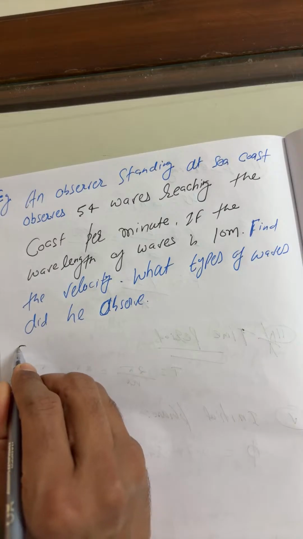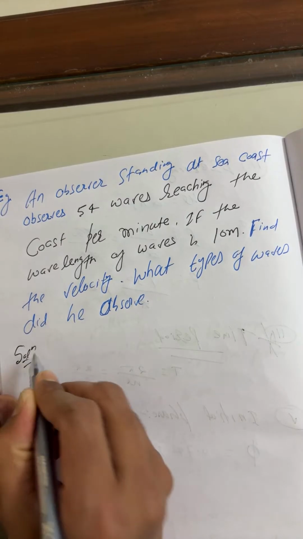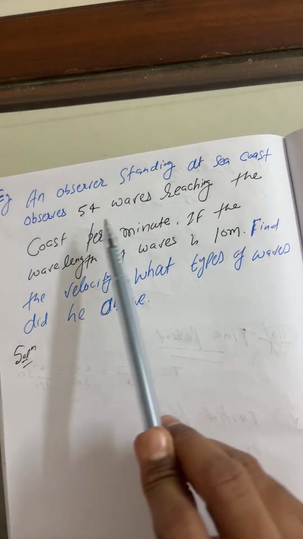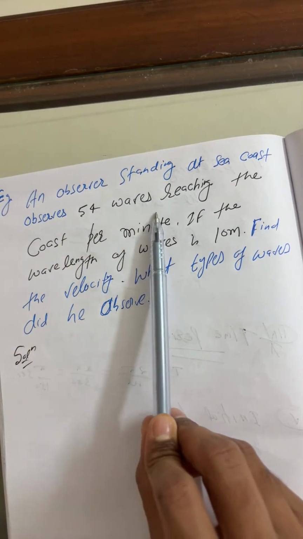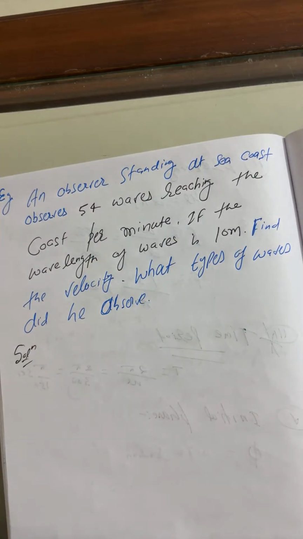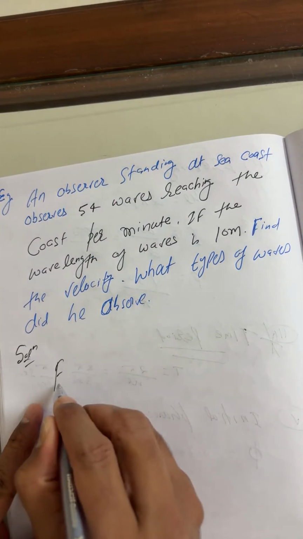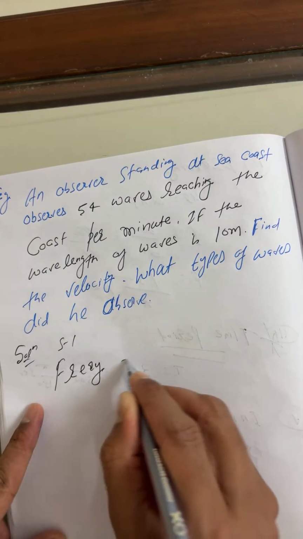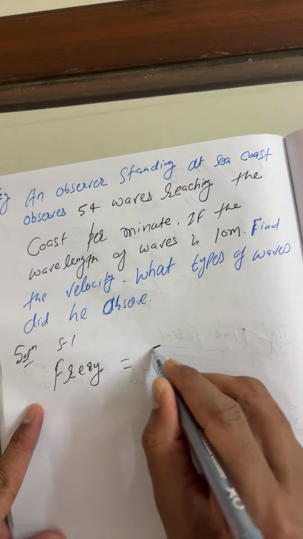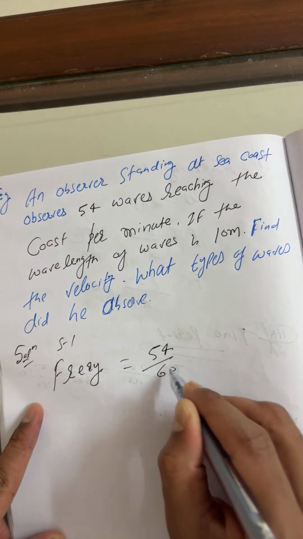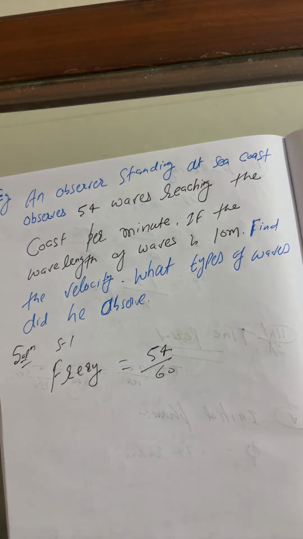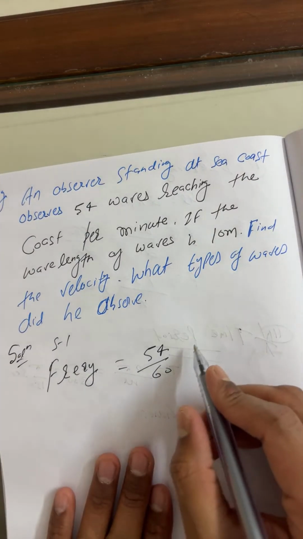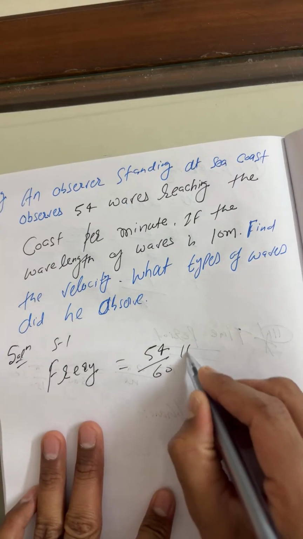What does the question say? An observer standing at the sea coast observes 54 waves reaching the coast per minute. So we can find first, in step 1, the frequency. It is 54 upon 60 because of the number of oscillations per second. How much is coming here? This is the frequency in hertz.